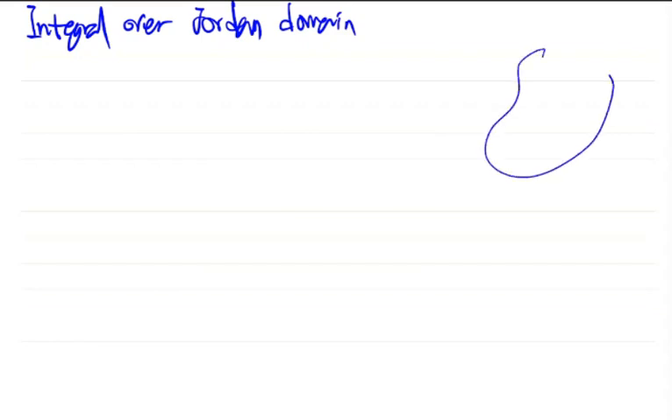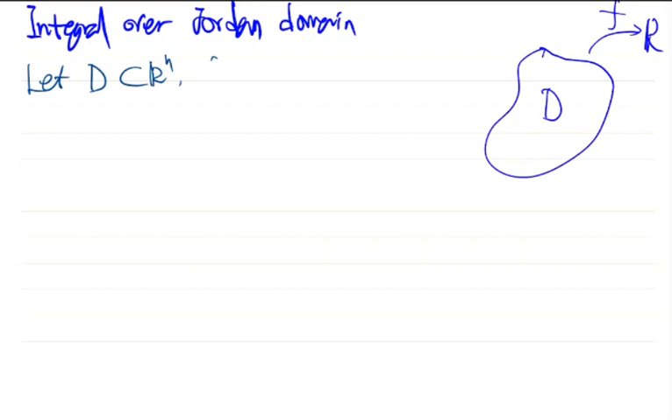Suppose here is a set D, and we have a function defined over D. We want to consider the integral of f over D. How to do this? Okay, so let D be a subset of Rn, and f is a function defined in D.